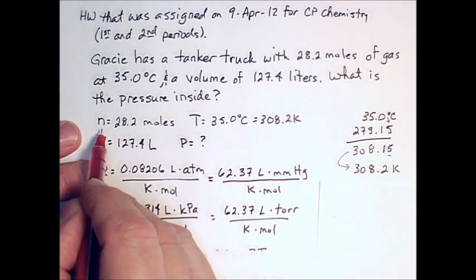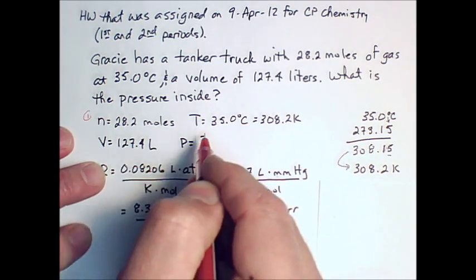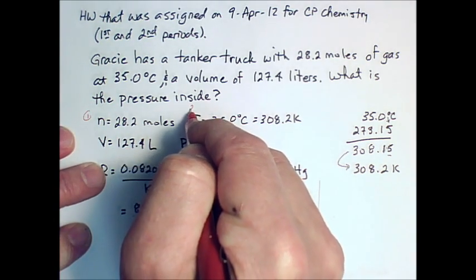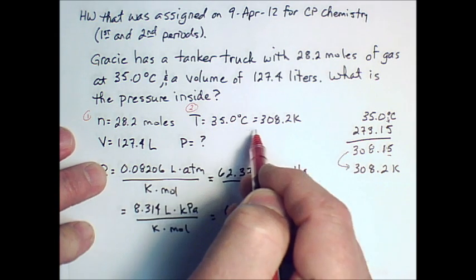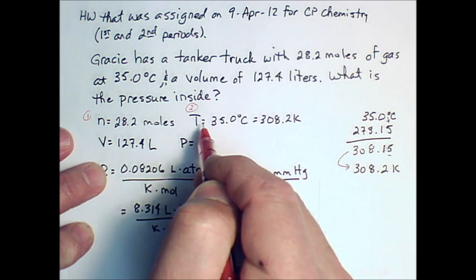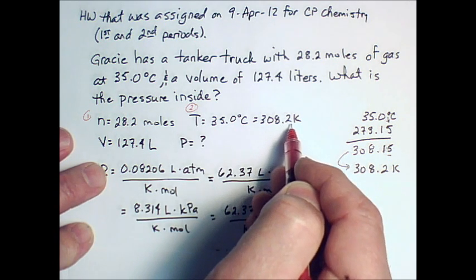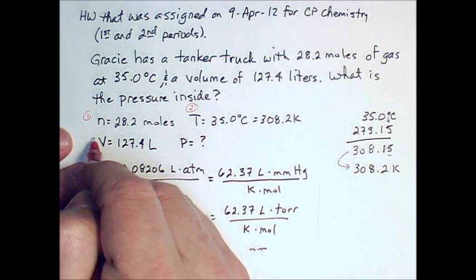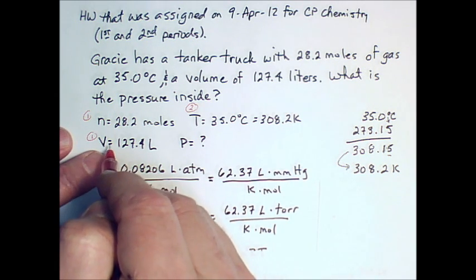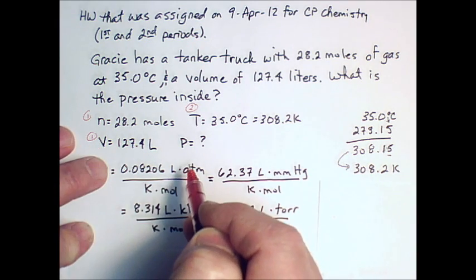If they have listed their knowns here, the N will be worth 1 point. The T, I'm going to give T worth 2 points because they need to have converted that to Kelvin. So they get a point for writing T equals and another point for writing 308.2 K. Volume is going to be this capital V equals this number, liters. All of that is equal 1 point.